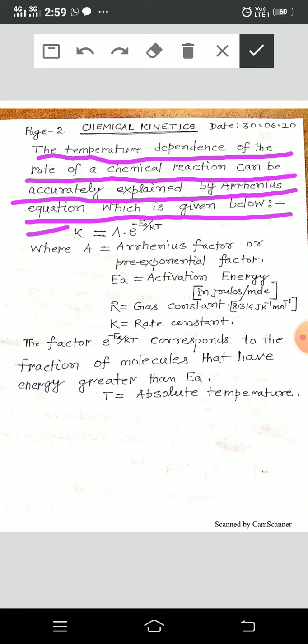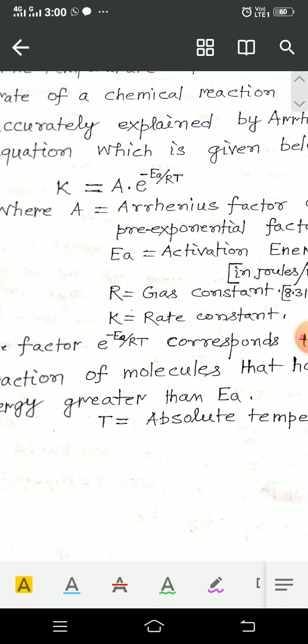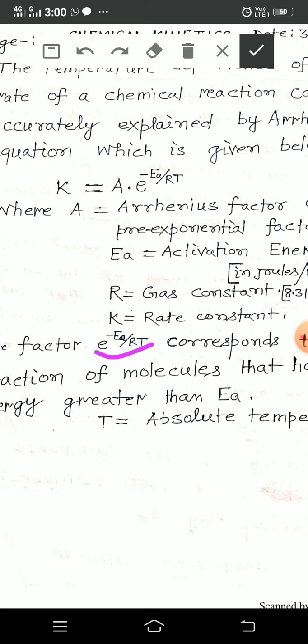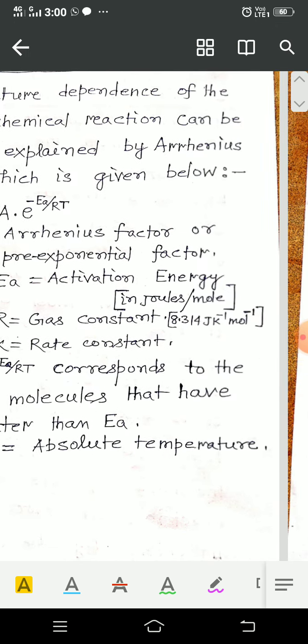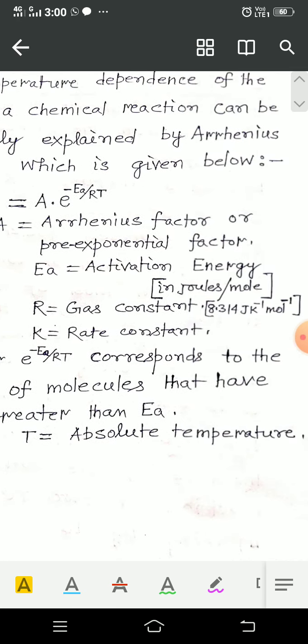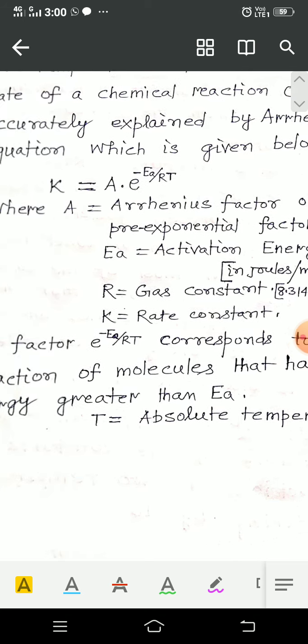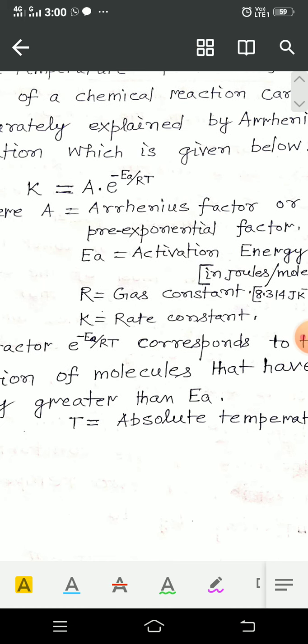Ea means activation energy in joules, and R means gas constant, which is equal to 8.314 joule Kelvin inverse mole inverse. k means rate constant, and the factor e raised to the power minus Ea by RT corresponds to the fraction of molecules that have energy greater than Ea. T is equal to absolute temperature.